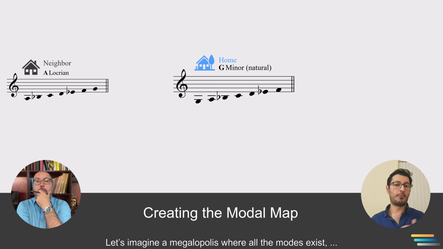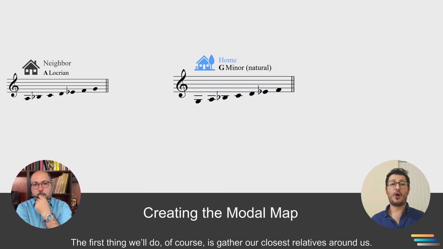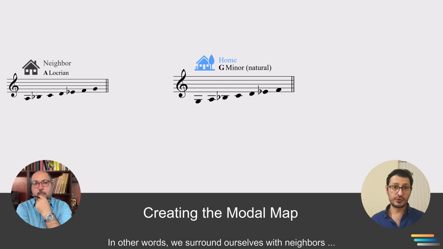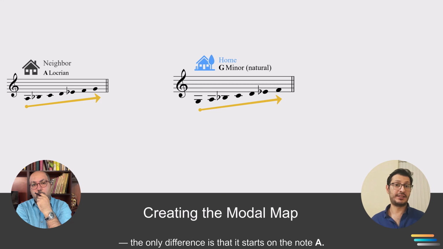Let's imagine a megapolis where all the modes exist. And we've built a house on one of its streets. The first thing we'll do, of course, is gather our closest relatives around us. In other words, we surround ourselves with neighbors whose pitch sequences are exactly the same as G minor. For example, the A Locrian mode has the same pitch sequence as G minor. The only difference is that it starts on the note A.